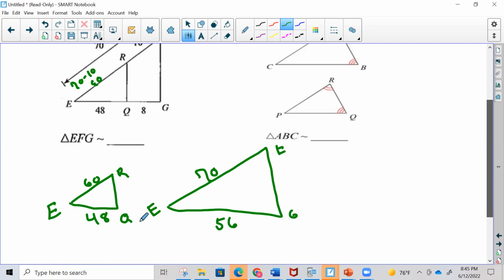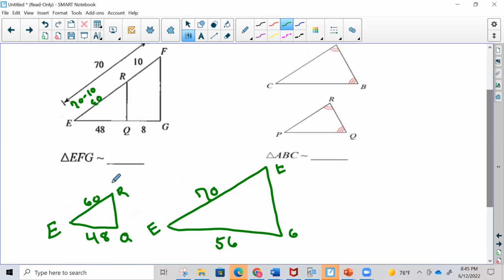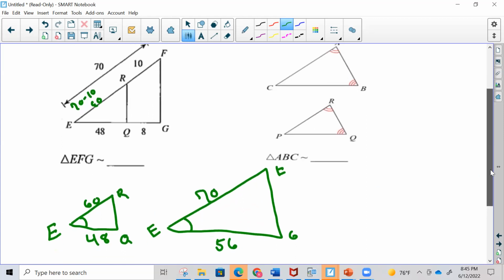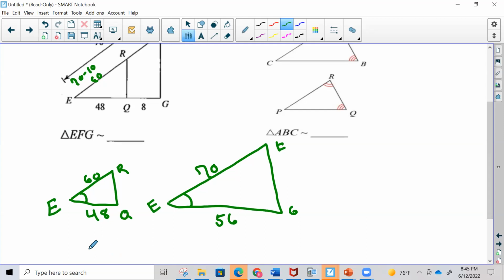And then we notice that one of the angles are the same. Angle E is exactly the same angle in both triangles. So I can mark those congruent. Those angles are equal. So now I'm going to compare. Okay, so I have two pairs of sides and an angle in between. I have to check that the sides are proportional by checking the ratio. So again, I'm going to do the larger one, which is 60 and 70, and divide them. Okay, and I get 60 over 70 is 7 over 6.